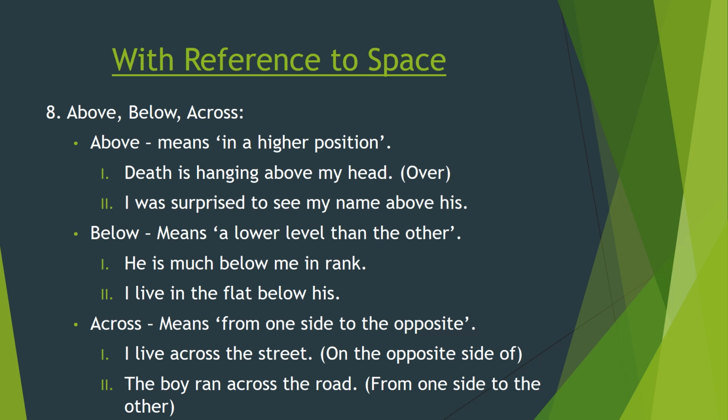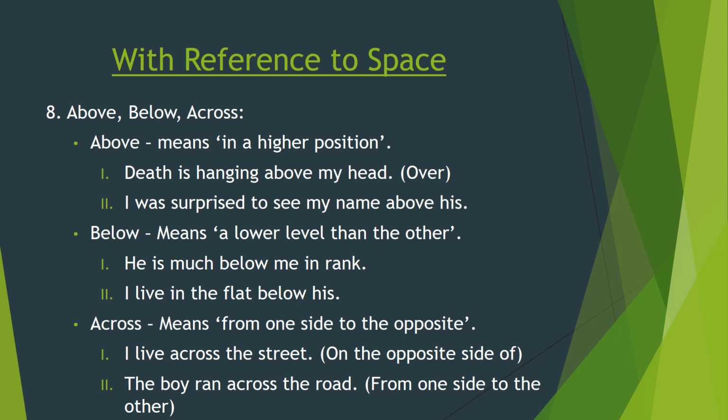Let me discuss what is the difference between the prepositions above and over. Above is used when there is more space between two things. When space is more, we use the preposition above. When the two things are very close to one another, then we use the preposition over.